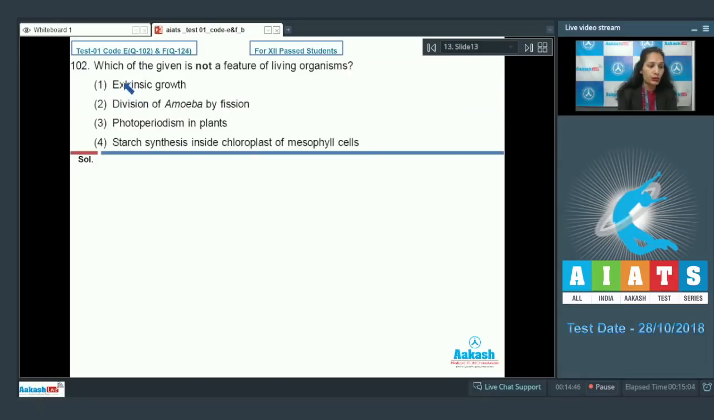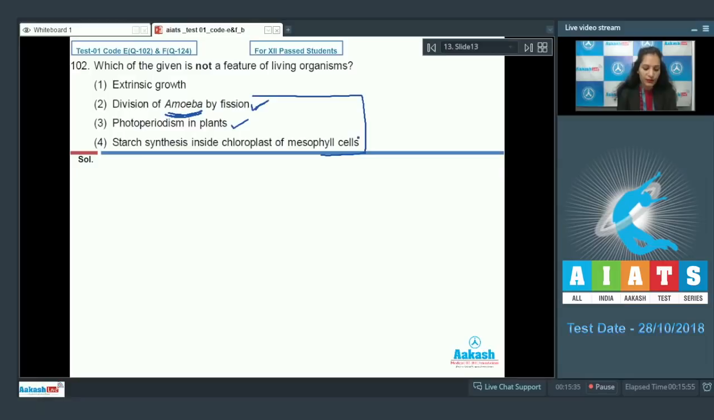Question number 102. Which of the given is not a feature of living organisms? It is also one of the easy questions. First, extrinsic growth; second, division of amoeba by fission; third, photoperiodism in plants; fourth, starch synthesis inside chloroplasts of mesophyll cells. These three are occurring in living organisms, so they are features of living organisms. Amoeba is a protozoan, a living organism, and division of amoeba by fission is a feature of living organisms. Photoperiodism in plants, again, occurs in living organisms and is a feature of living organisms.